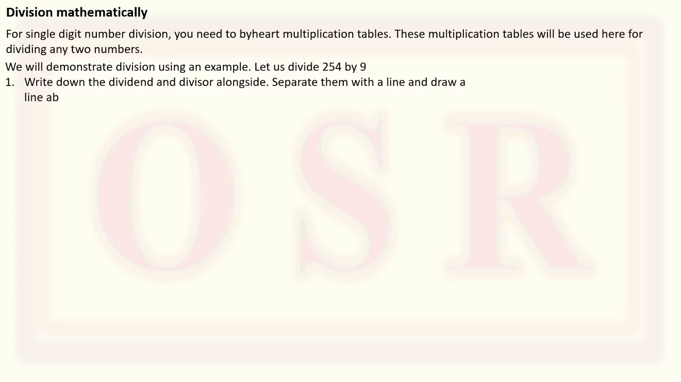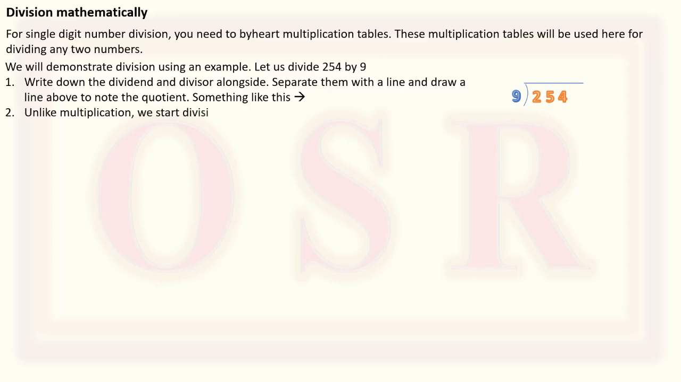Division mathematically. For single digit number division, you need to learn by heart the multiplication tables. These multiplication tables will be used here for dividing any two numbers. We will demonstrate division using an example. Let us divide 254 by 9. First, write down the dividend and divisor alongside. Separate them with a line and draw a line above to note the quotient, something like this. So 254, we draw 2 lines and draw the divisor.